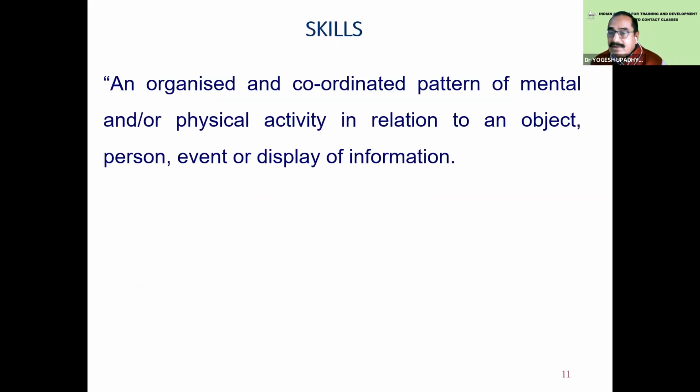Then we have skills. Now, as rightly read out by Dr. Prey, knowledge is a set of information you are imparting, passing from yourself to others. But skill is something else. It is an organized and coordinated pattern of mental or physical activity in relation to an object, person, event, or display of information. So skill is backed by information. It is a coordinated pattern of mental or physical activity. Like we normally say triple H: head, heart, and hand. So the hand part is skill.